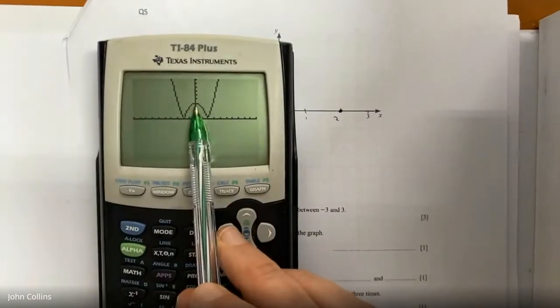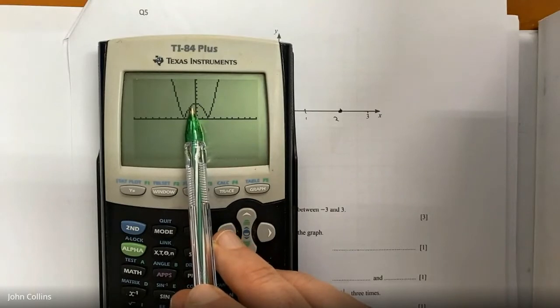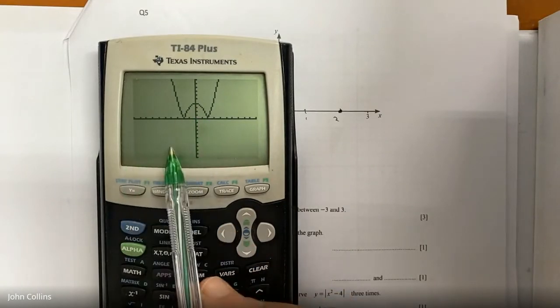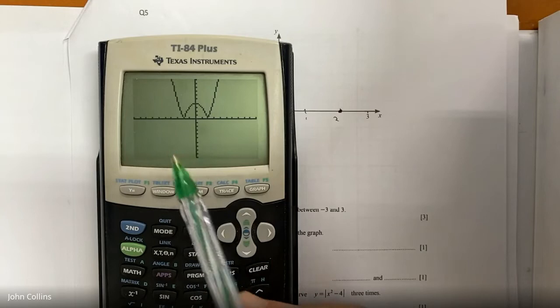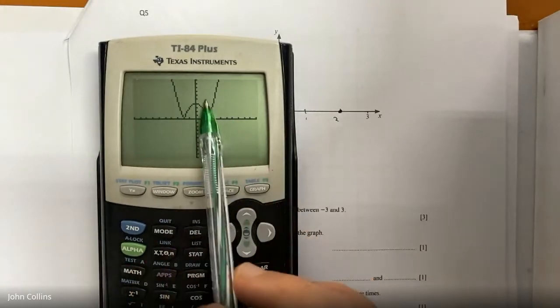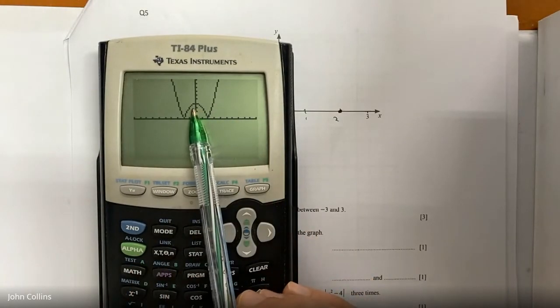Now I also need to know where it crosses the y-axis. For these kind of graphs, always put in where it crosses the x-axis and y-axis. And there are the points. So how do I go about finding this top point up here?